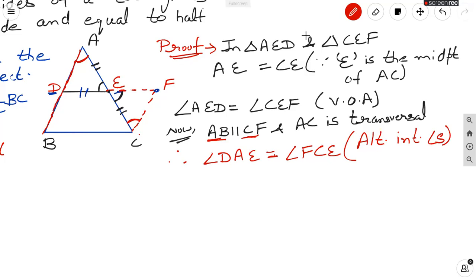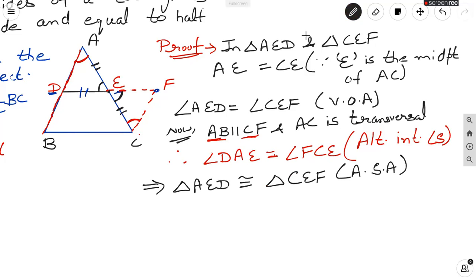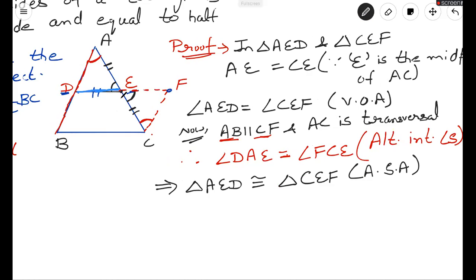Right. On the basis of this, we can say that triangle AED is congruent to triangle CEF by angle side angle criteria. Okay. Now, if these two triangles are congruent, can we say that DE is equal to EF?